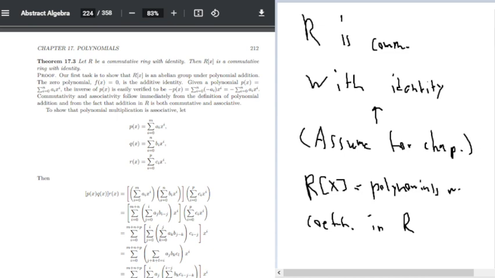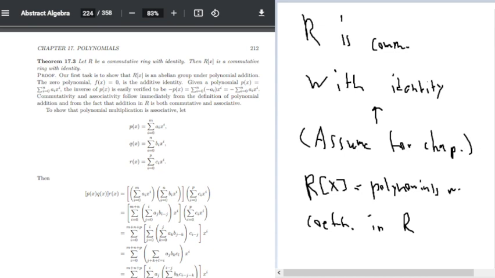Given a polynomial p of x, which is equal to the sum from i equals 0 to n of a sub i x to the i, the inverse of p of x is easily verified to be negative p of x equals the sum from i equals 0 to n of negative a sub i x to the i. Commutativity and associativity follow immediately from the definition of the polynomial addition and from the fact that addition in R is both commutative and associative.